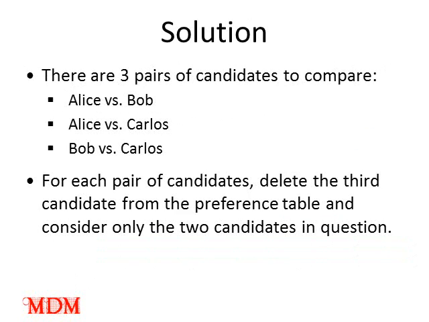In order to find the solution, we must pair up each of the candidates. There are 3 pairs of candidates to compare: Alice versus Bob, Alice versus Carlos, and Bob versus Carlos. For each pair of candidates, delete the third candidate from the preference table and consider only the 2 candidates in question. Let's see how that works.